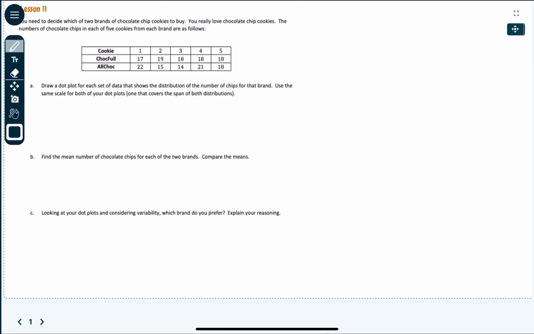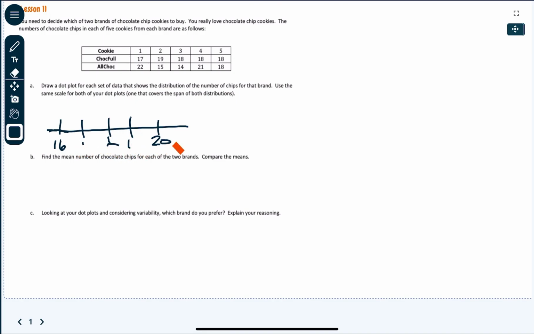Let's draw our little line here. That's a little dot plot. Let's call this chalk full. And let's use, well, this is easy. Let's do 16, 17, 18, 19, and 20.